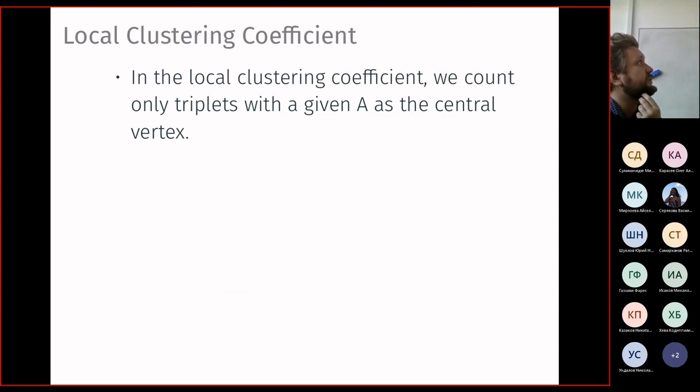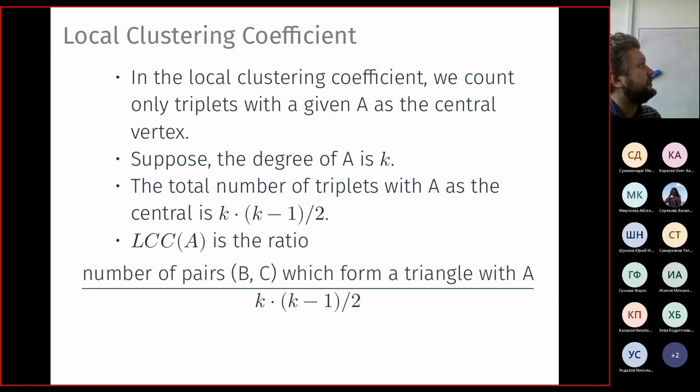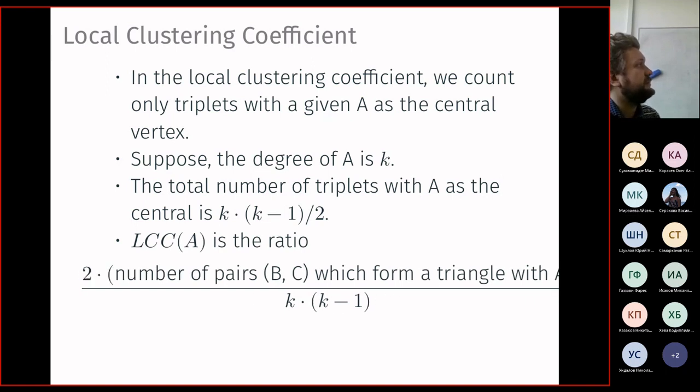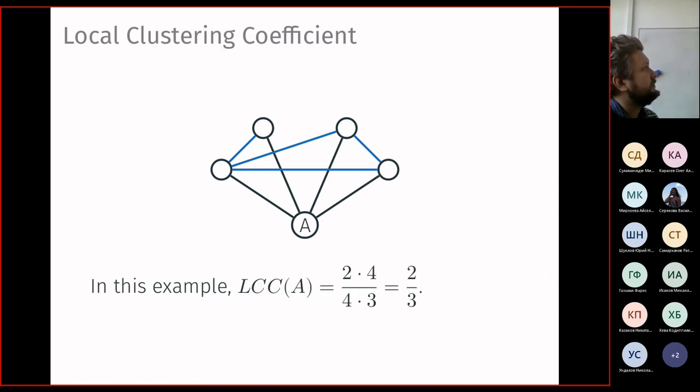There is also the local clustering coefficient, where we count only for a given vertex. Let the degree be k. The total number of triplets is the number of pairs of vertices connected to A. You take the number of pairs which form a triangle and divide it by this, and then you put 2 on top. That's the local clustering coefficient. Oh, yes, 0 by 0 division: if there is an isolated vertex, then this is undefined. You don't know how it tends to cluster, because the local clustering coefficient actually measures not the clustering of A itself, but the clustering among its friends. So if you have no friends, you get it. This is an example here.